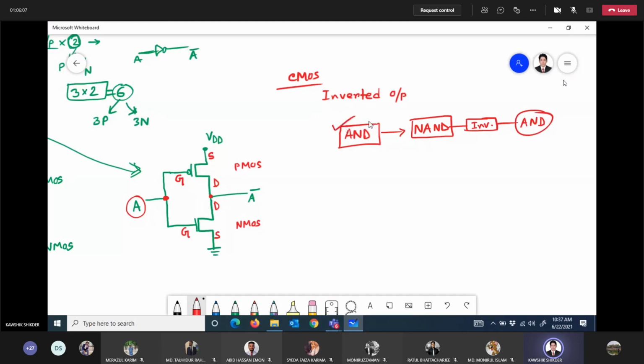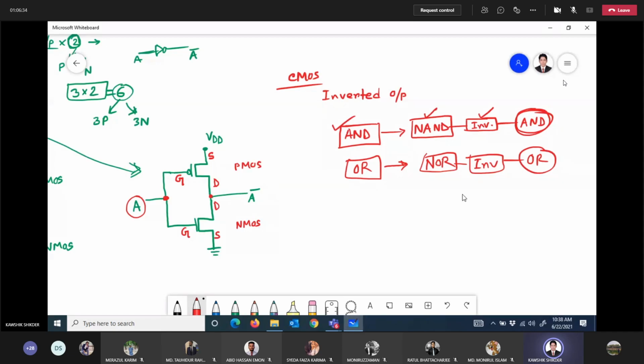If asked to design a CMOS AND, first design a NAND and pass it through an inverter, and then I can get the desired output AND. Similarly for OR, what should be the flow? First NOR, then inverter, and finally we'll get OR.